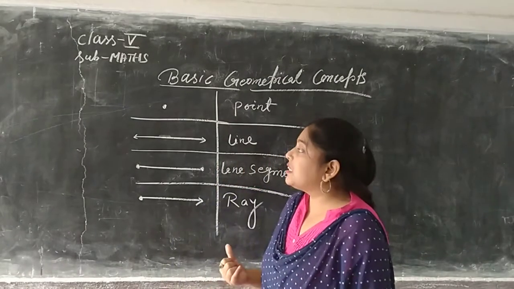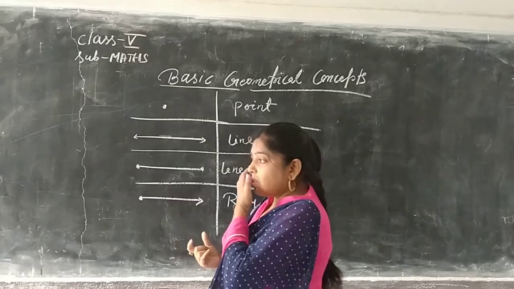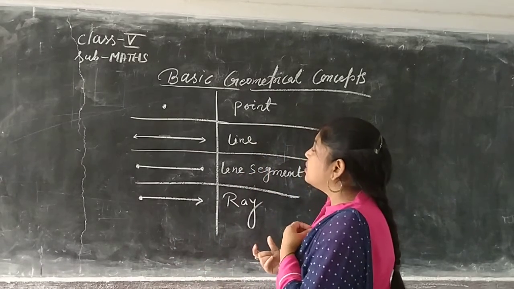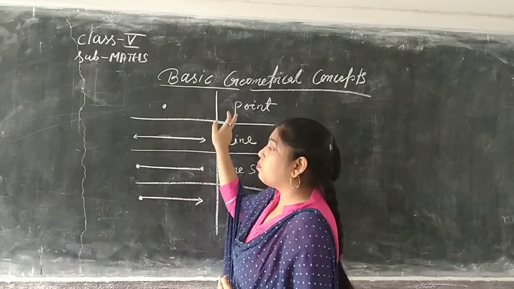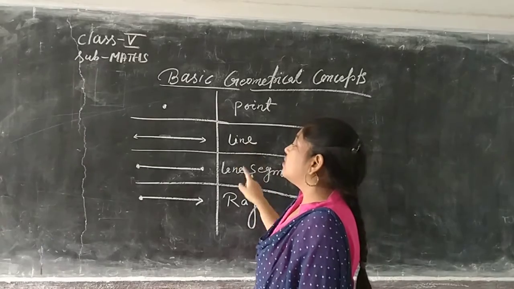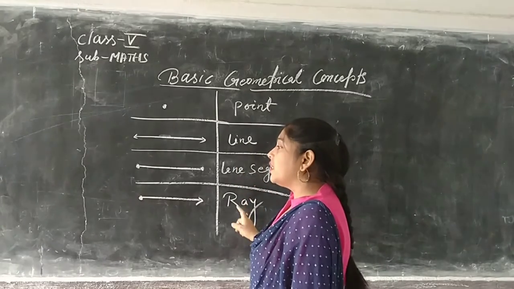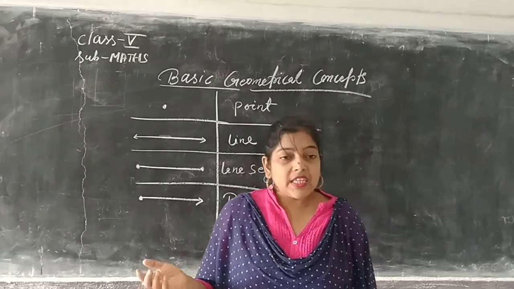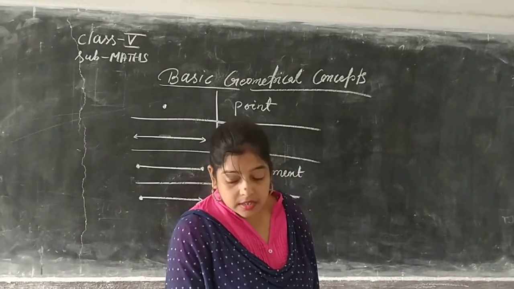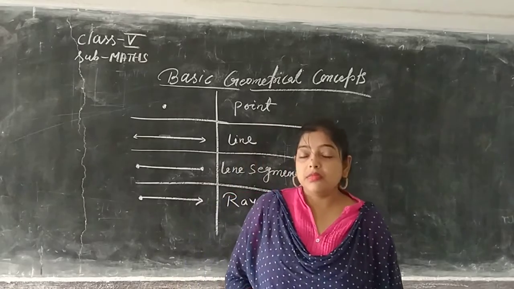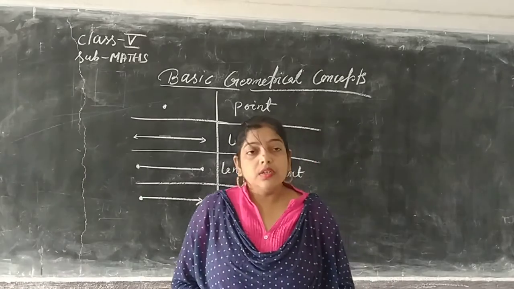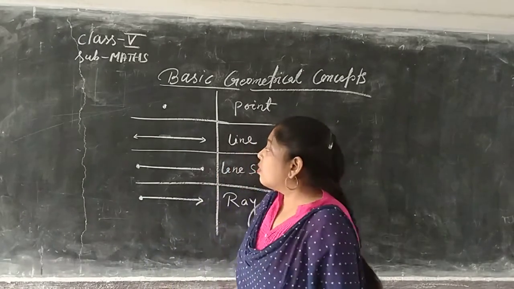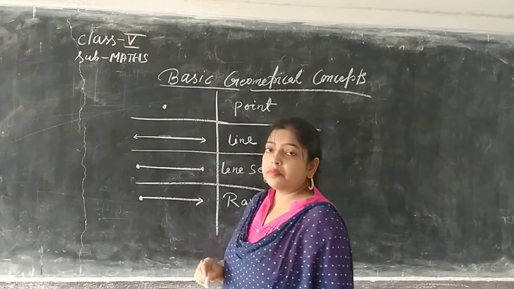In this chapter, the basic geometrical concepts start: the first is the point, second is line, third is line segment and ray, and many other geometrical kinds. As we have already learned the geometrical terms, namely point, first we start with what is a point.